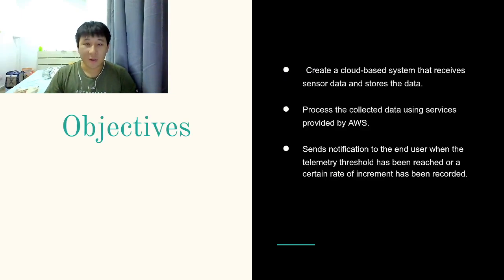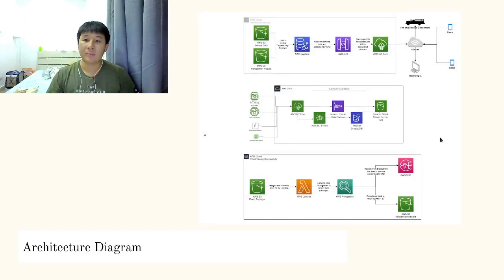The objective of our project is to create a cloud-based system that receives sensor data and stores the data itself before being processed by services that have been configured in the AWS system itself. After the data has been processed, the notification will be sent to the user when the telemetry threshold has been reached or a certain rate of increments has been recorded, such as water flow.